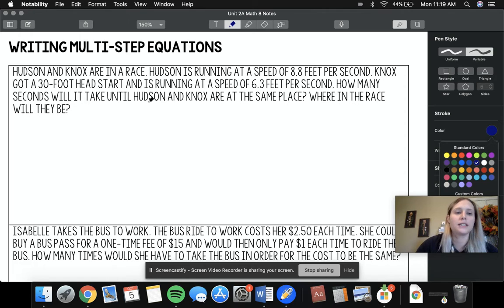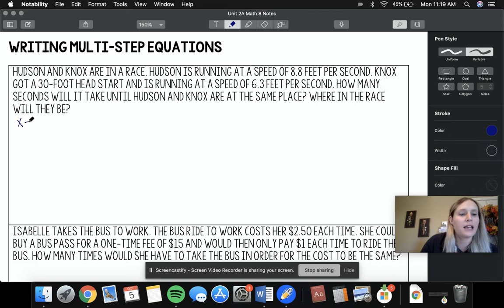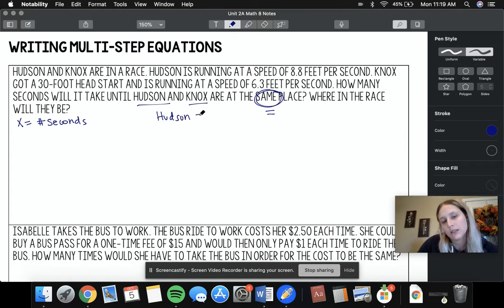Okay, so the question is how many seconds will it take until Hudson and Knox are in the same place? So I'm going to say that X is the number of seconds. Okay, and the question is, when will Hudson and Knox be in the same place? And so when I think of same mathematically, I mean equal. So I want to know, when is Hudson equal to Knox?